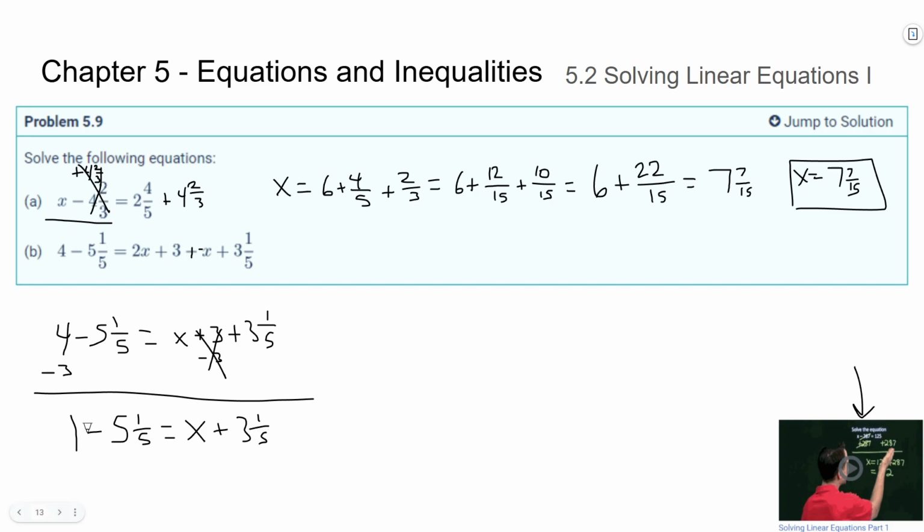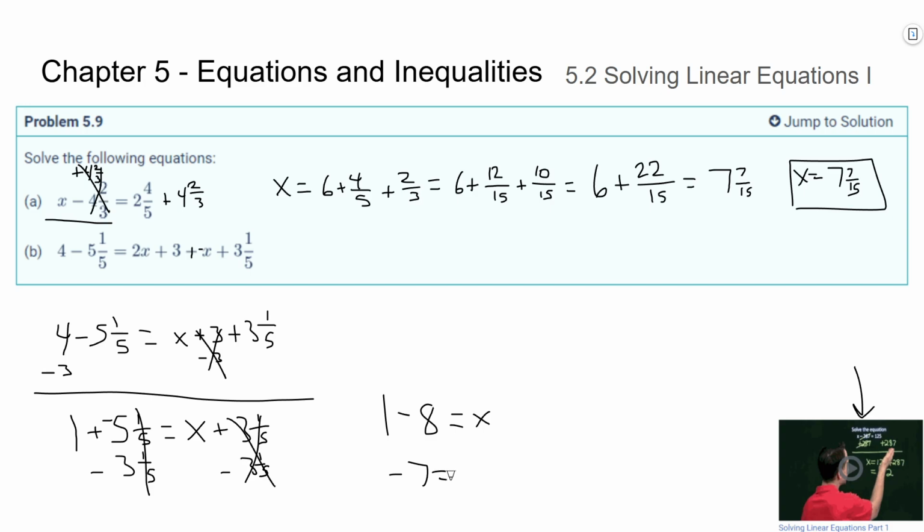Okay, we're almost there. Now we can subtract this 3 1/5. Again, do it to both sides, minus 3 1/5. Well, 1/5 and 1/5, that's going to cancel out. That's nice and easy. And this will cancel out, and we'll be left with 1 minus, if we convert this to negative, we have negative 5 minus 3. It's going to be minus 8, okay, equals x. So then x is going to be negative 7.